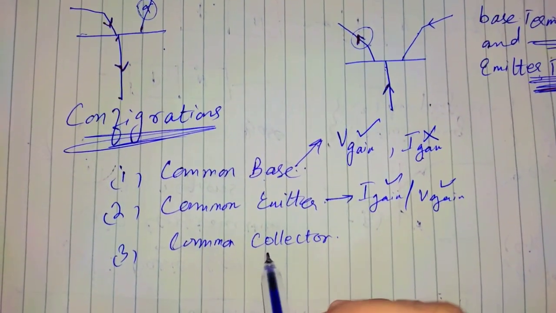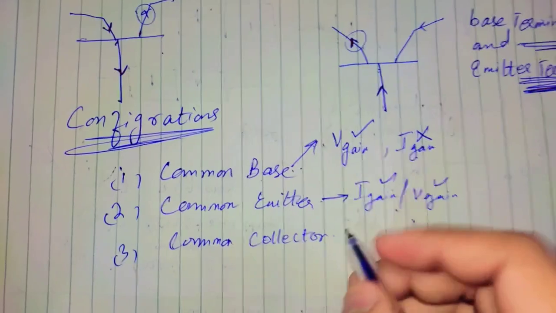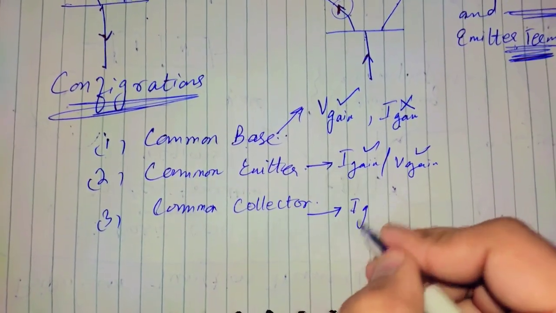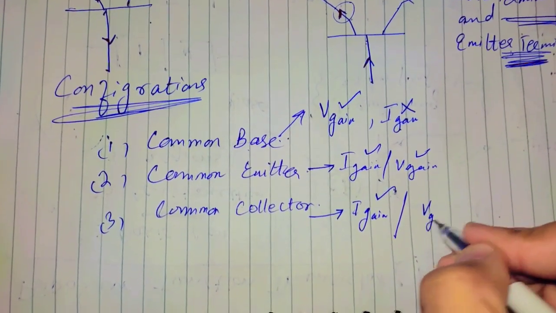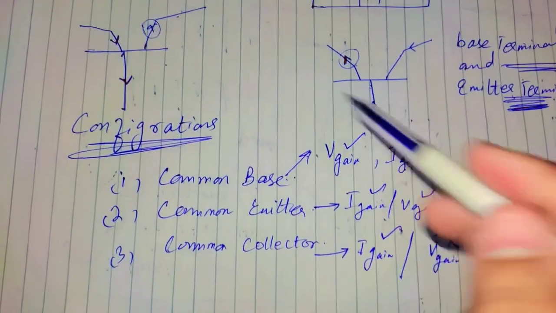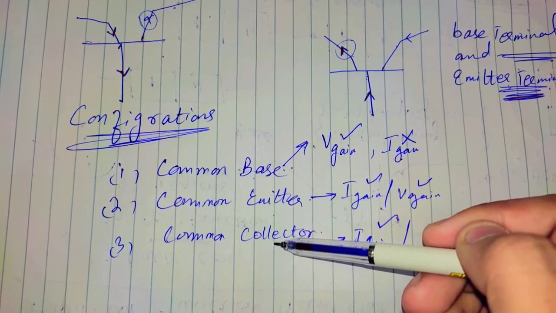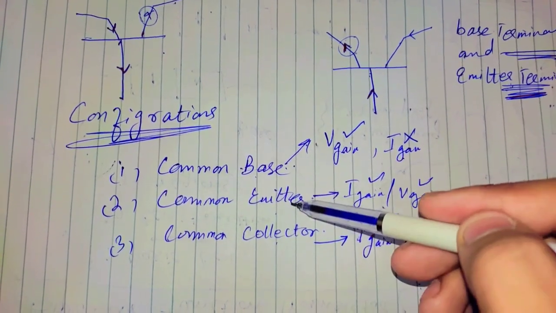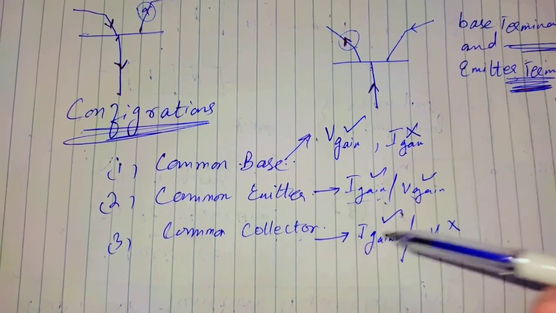So what is the common collector configuration? A configuration in which the collector is common, and it has current gain but no voltage gain. So these are the basic configurations of a bipolar junction transistor: common base, common emitter, and common collector. Common base has voltage gain, common emitter has voltage and current gain, and common collector has current gain.